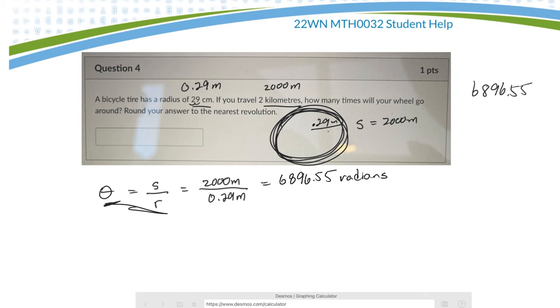Okay, but the question says, how many times will the wheel go around? So radians is just a measurement of an angle going around, but they want to know how many revolutions you went. So going around once is 6.28 radians. So I need to convert that, and I can do that fairly easily.